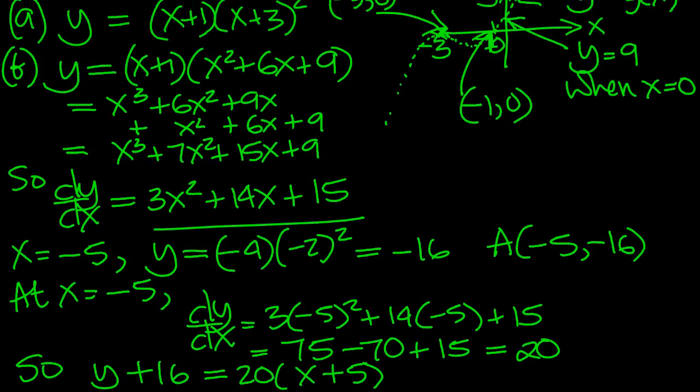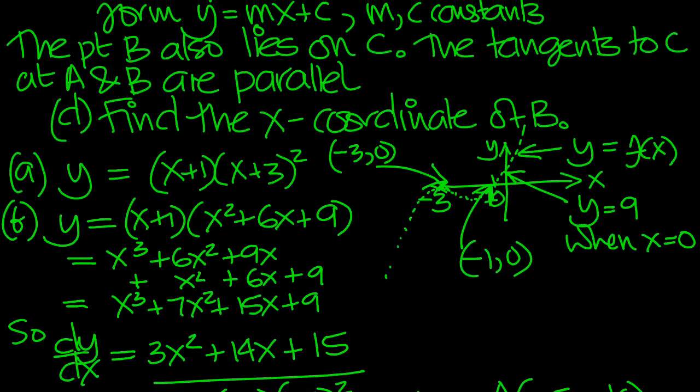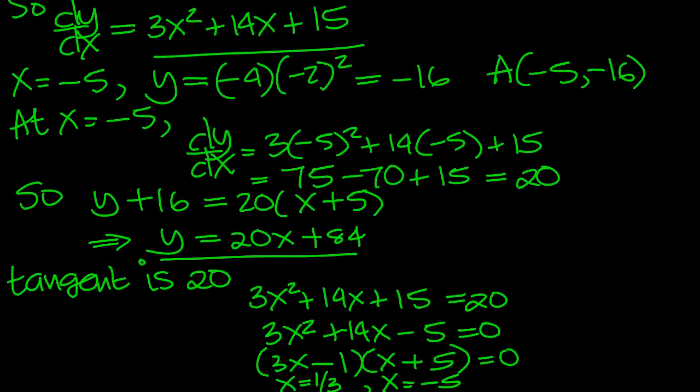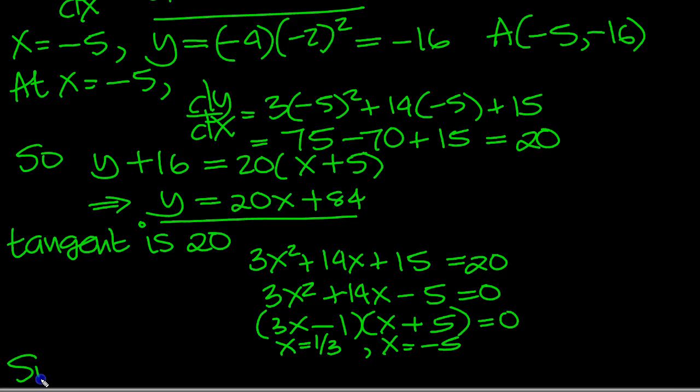So let's go back up and remind ourselves of the question once again. The tangents at A and B are parallel. Find the x-coordinate of B. So the x-coordinate then, as we suspected, is x equals 1/3 at point B.